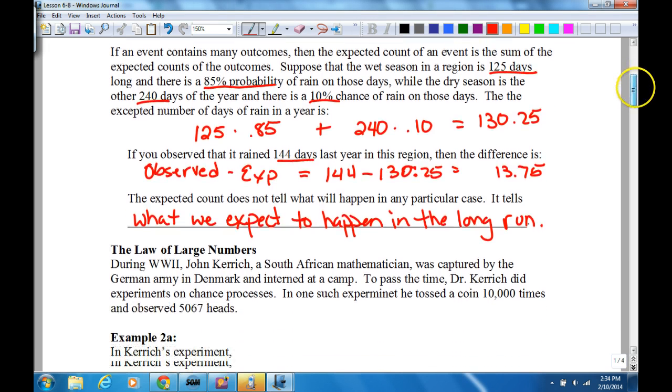So this is one of the important laws right here, the law of large numbers. During World War II, John Kerrich, a South African mathematician, was captured by the German army in Denmark and interned at camp. To pass the time, he did experiments on chance processes. In one such experiment, he tossed a coin 10,000 times and observed 5,067 heads.